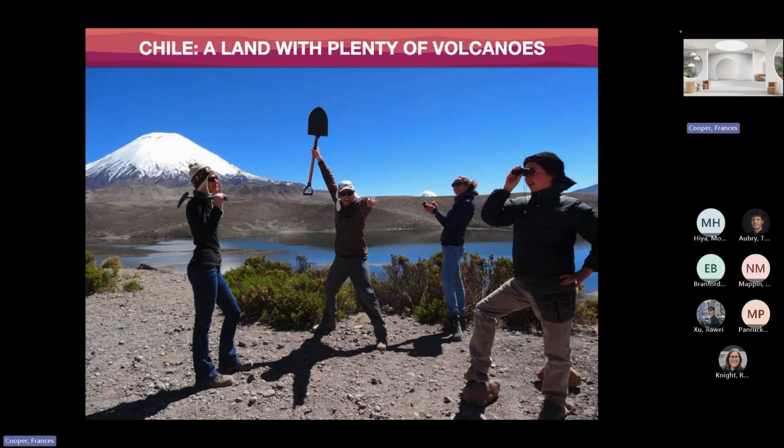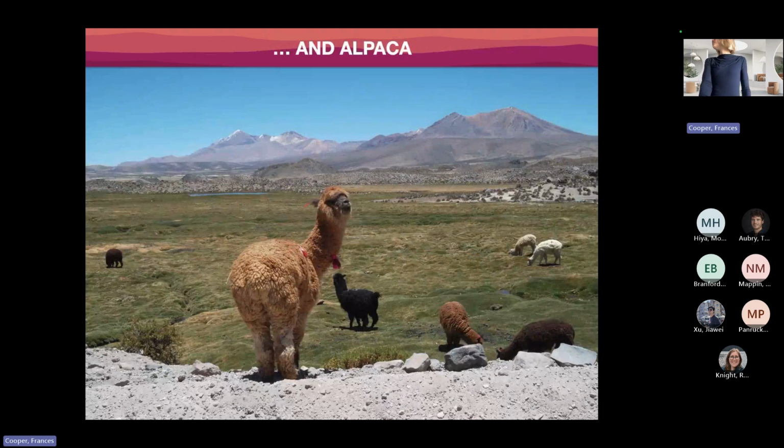So why do we work so much in Chile? Well, Chile is a land with lots of volcanoes. This is a photo of us from 2012 when we first went out. This is Laura Evenstar, some of you may know her, and two of our PhD students at the time, Marit and Brad, when they were just starting out. And this is the Parinacota volcano. We're up on the border between Bolivia and Chile here. So Chile is a place absolutely full of volcanoes, full of alpaca. I have to throw this photo in because it's just a stunning photograph of Chile.